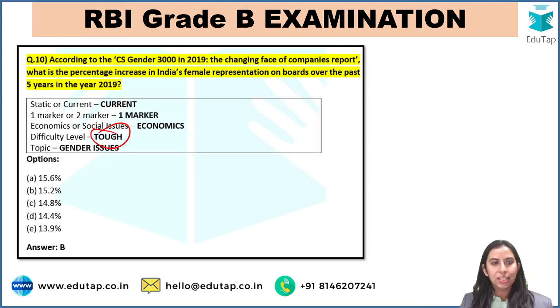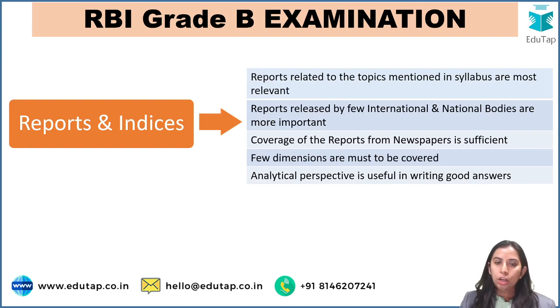This report, let's say CS Gender, is not released by a very important body, but it was covered in newspapers. This dimension that was asked was the headline of the newspaper, okay? And it is related to gender issues, a very important topic I have already shared in the current events section. So this is the understanding that you need to develop from this particular video, right? So I hope this is clear for the reports and indices part.